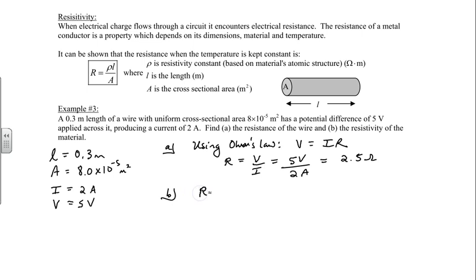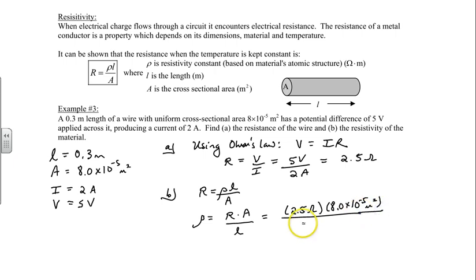We're using R is equal to the resistivity times the length divided by the cross-sectional area. We rearrange this formula for the resistivity. This is basically the symbol rho, by the way, which is equal to R times A divided by the length. So let's now substitute our values in. We found our resistance was 2.5 ohms. Our cross-sectional area was 8 times 10 to the power negative 5 meters squared. And we have a length of 0.3 meters.